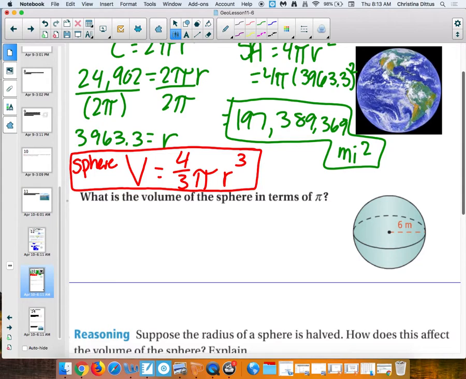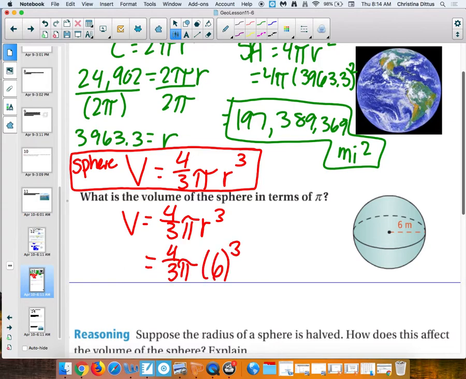Okay, so to find the volume of this sphere in terms of pi, what am I plugging in for? R, 6. You'll notice in both surface area and volume, all you need to know is your radius, just like a lot of things with circles. 4/3 pi, radius is 6 cubed. Here's how I would punch this in. Punch in 6 cubed equals.